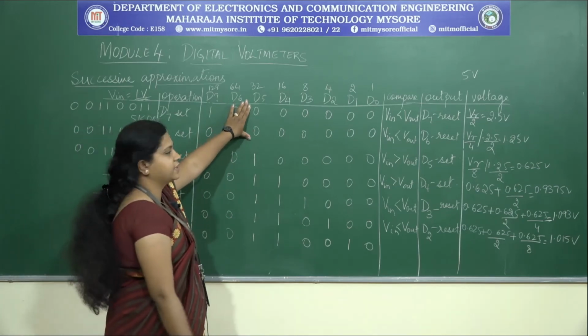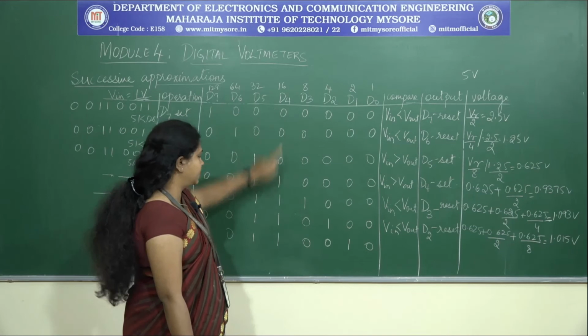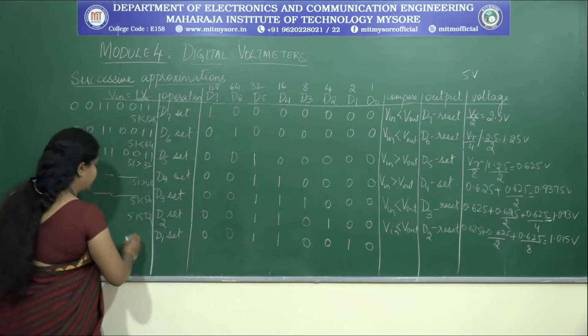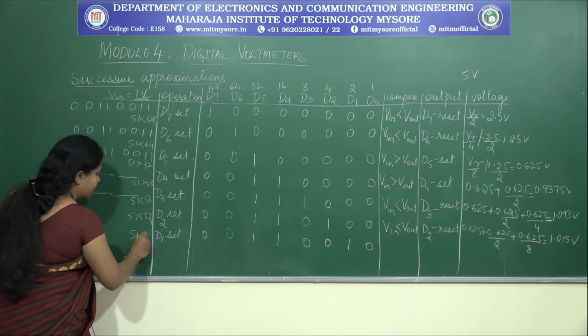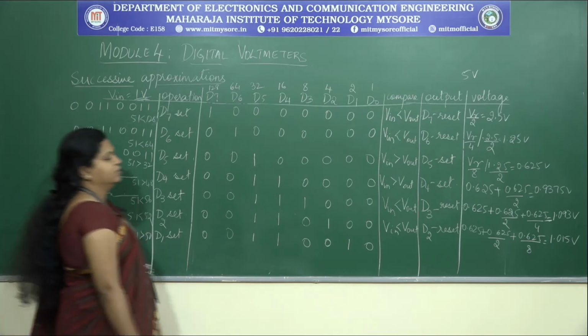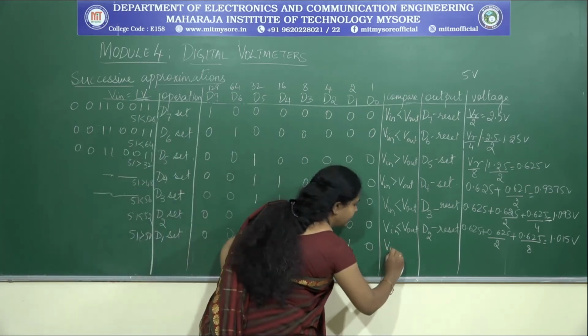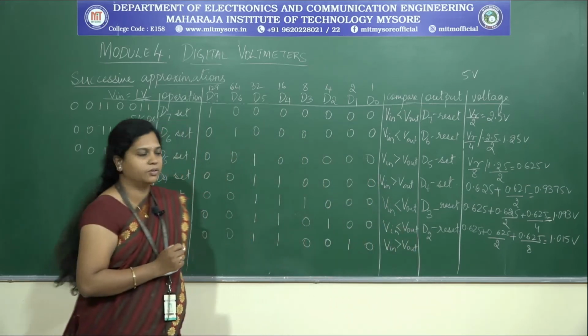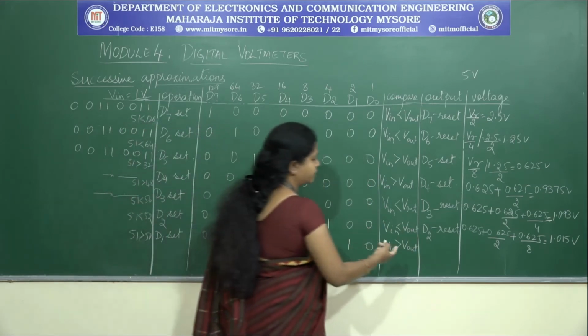Okay, do the calculation and find out what is the value. Now let us see with respect to the decimal value. 32 plus 16 is 48. 48 plus 2 is how much? 50. So 51 is greater than 50. So what happened here? Vin is greater than Vout. Now Vin is greater than Vout.